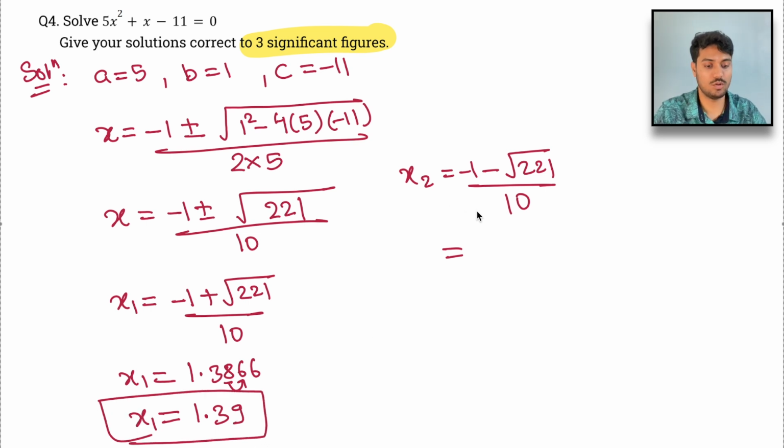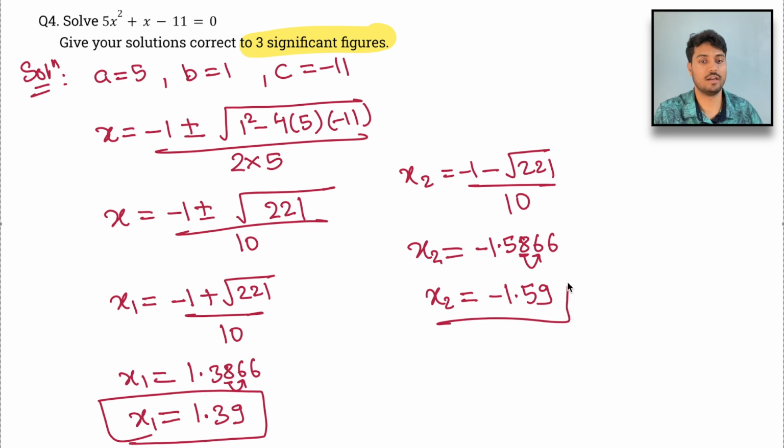Let's check x2 now. Minus 1 minus root 221 divided by 10. So the answer is negative 1.5866 and so on. So this is x2, but we have to write correct up to 3 significant number. 3 significant number is 8. Next to 8 we have 6, so this is going to be 1.59, and this will be your x2. So this is the answer, positive 1.39 and negative 1.59.